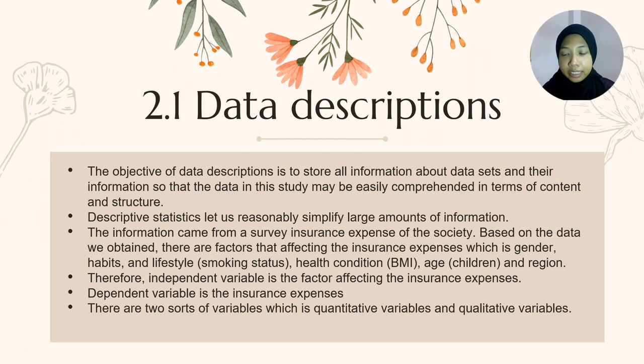So the information for our project comes from a survey of insurance expenses of the society. Based on the data, there are factors affecting the insurance expense, which are gender, habits and lifestyle, which is the smoking status, health condition, which is the BMI, and age, which includes the children, and lastly region of the states. Therefore, the independent variable is the factor affecting the insurance expense, meanwhile the dependent variable is the insurance expense. So there are 2 sorts of variable, which are qualitative variable and quantitative variable.